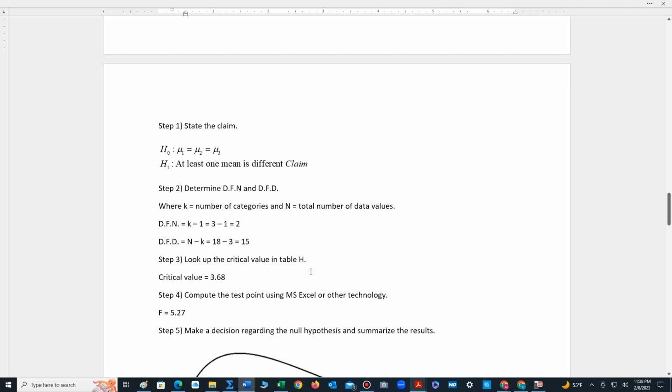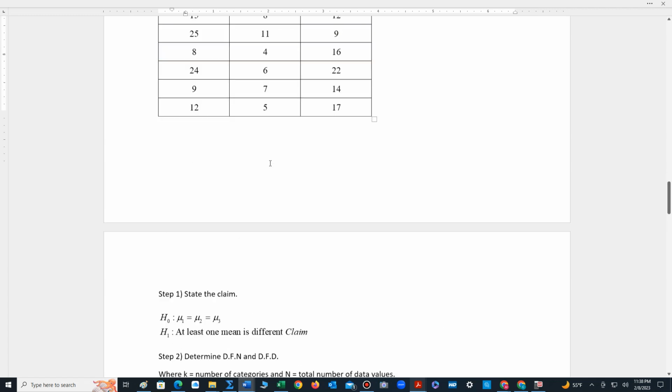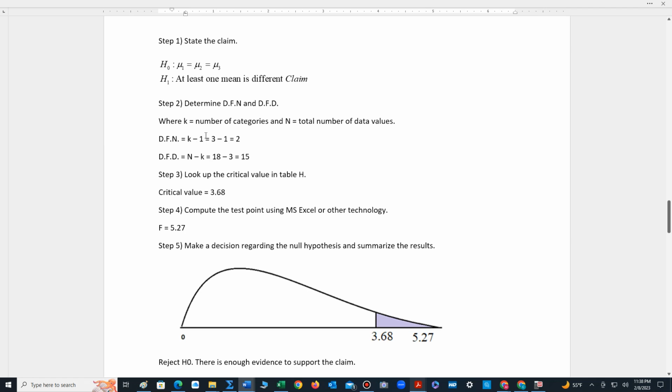Now this is also an F test, so ANOVA is an F test. So we have to compute degrees of freedom of the numerator and degrees of freedom of the denominator. Degrees of freedom of the numerator is K minus 1. K is the number of categories. We have 3 different classes, so K is 3. So 3 minus 1 is 2.